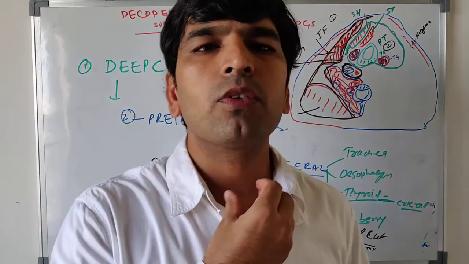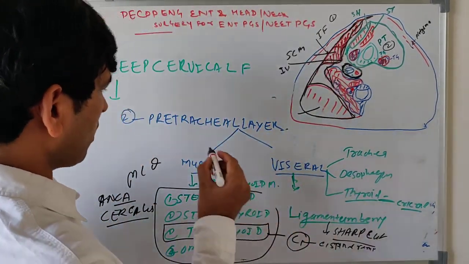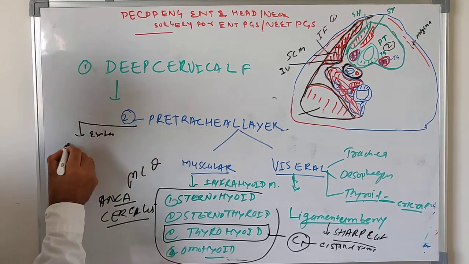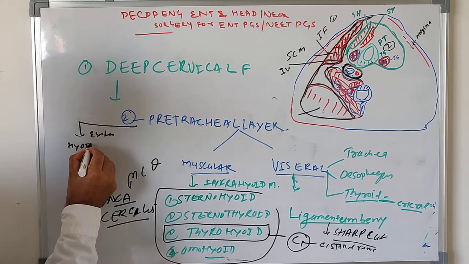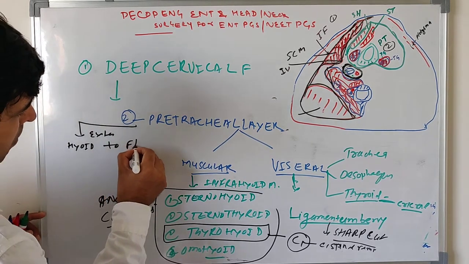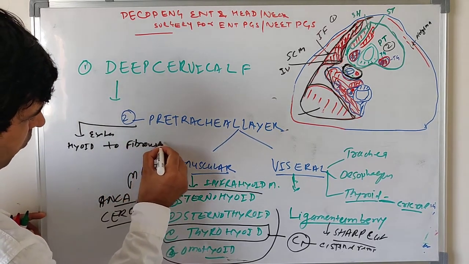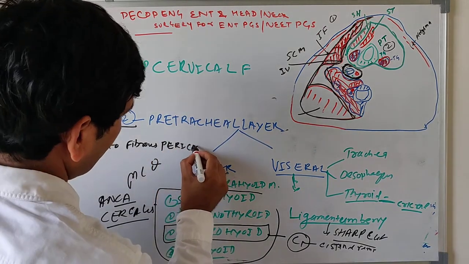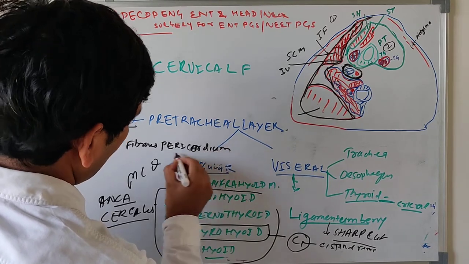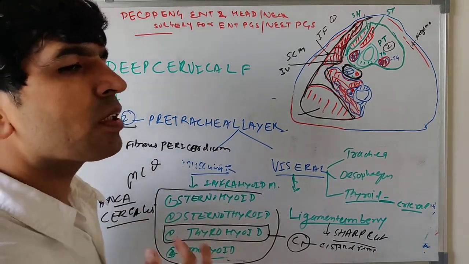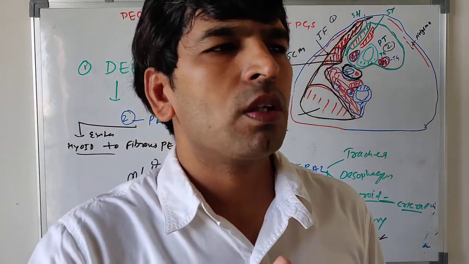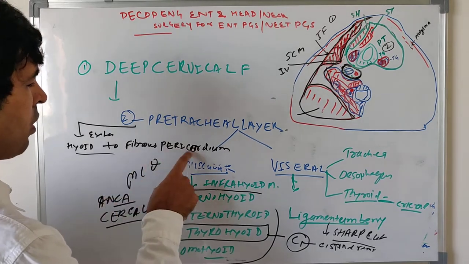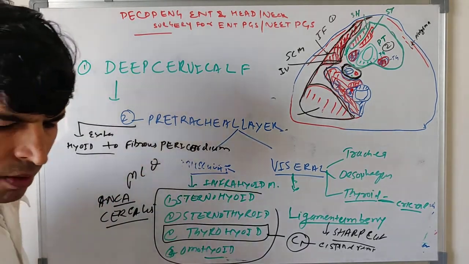Now, the extension of this pretracheal layer of deep cervical fascia extends from the hyoid bone into the thorax, up to the superior mediastinum and the fibrous pericardium. It is formed by the pretracheal layer of deep cervical fascia.